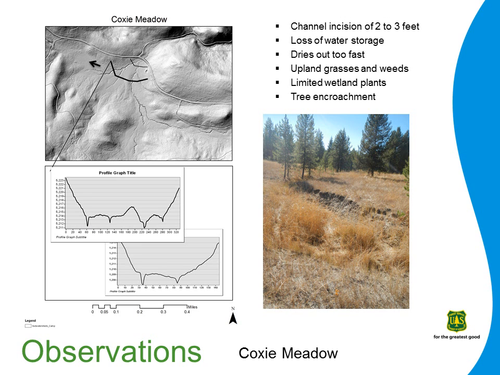This photo is taken at the end of the arrow looking upstream. Increased riparian biomass in the gully is occurring in the northwest portion of the meadow due to the water table. Also, you can see lodgepole encroachment.